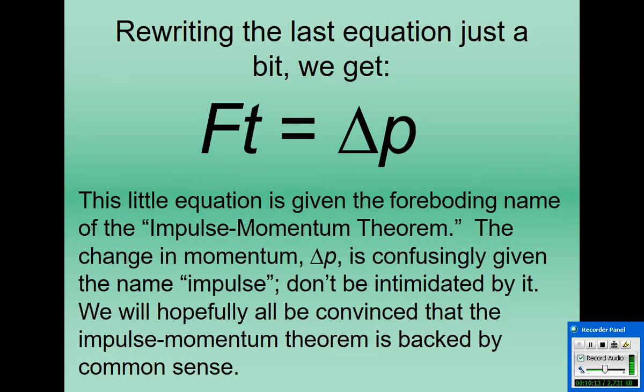I can take that expression, force equals change in momentum over time, and multiply both sides by time. I get that force times time equals change in momentum. This equation is called the impulse momentum theorem, which is an unreasonably foreboding name for a concept that is actually not bad. It says that if we want to change the momentum, then we need to apply a force over some duration t. Let's see if this equation is backed up by common sense.